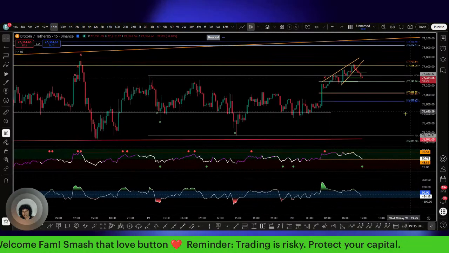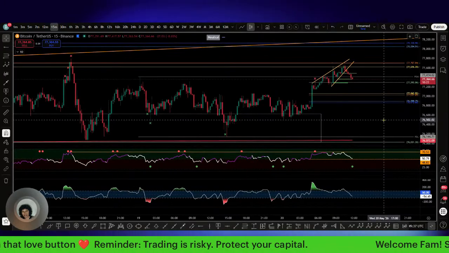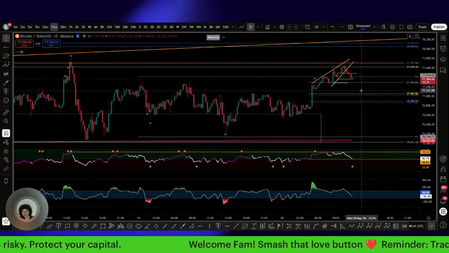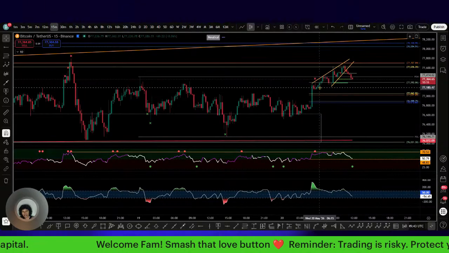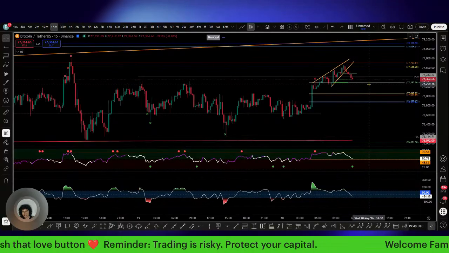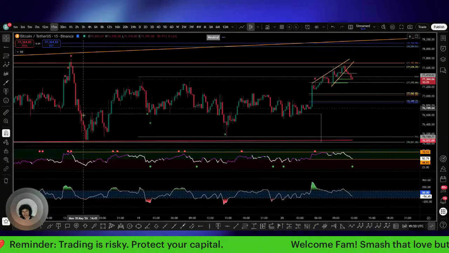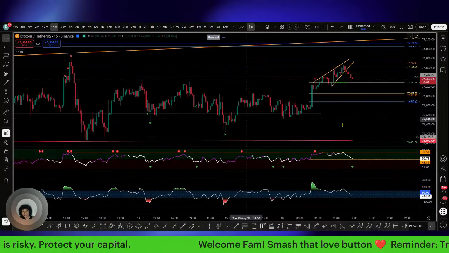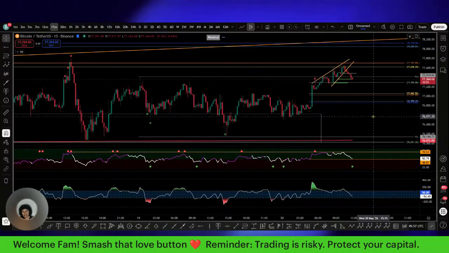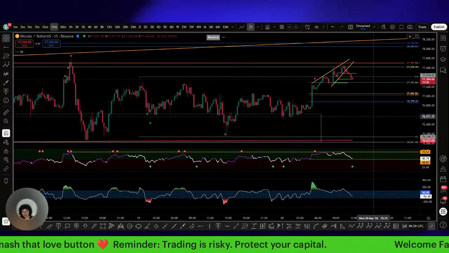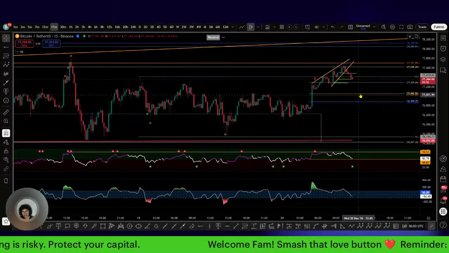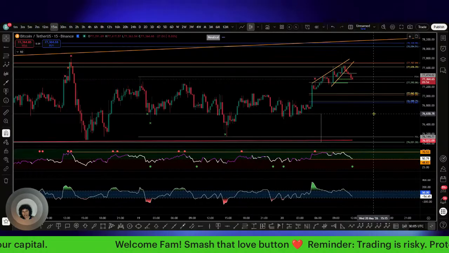Loud, loud, loud. I just don't want it to do this. I don't want that to be the case. I already hate losing the previous day high. But if it moved down as fast as it moved up, we got a problem.